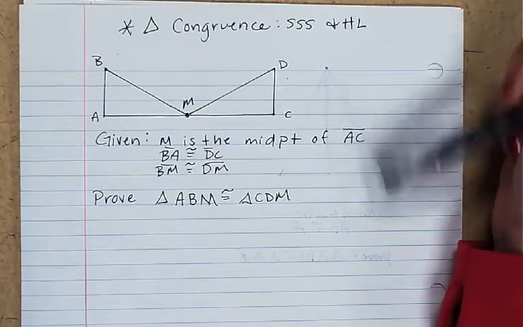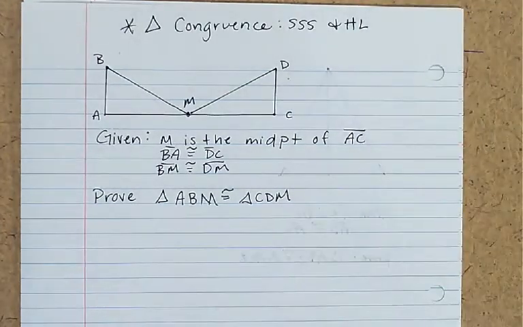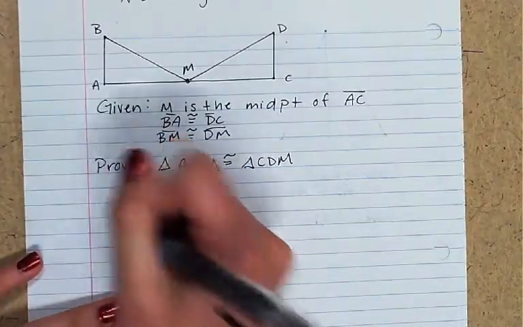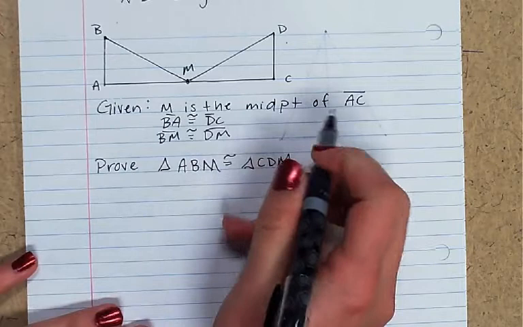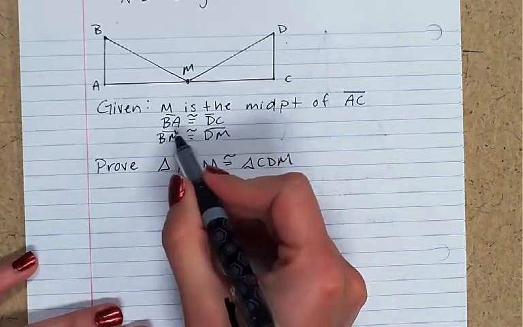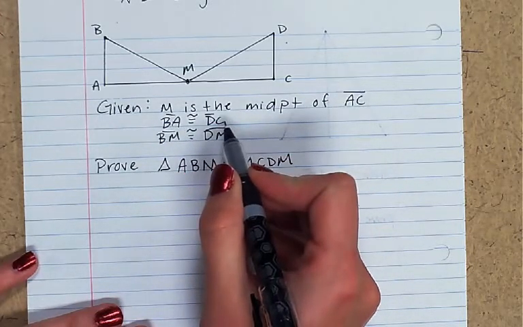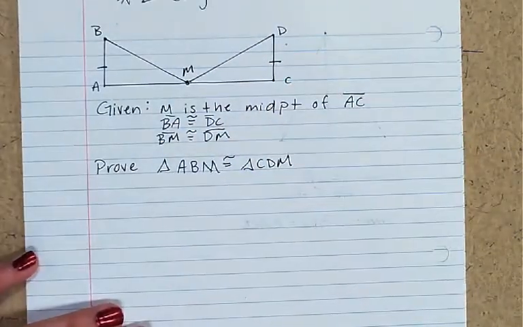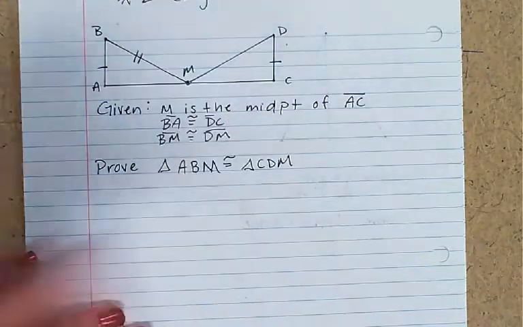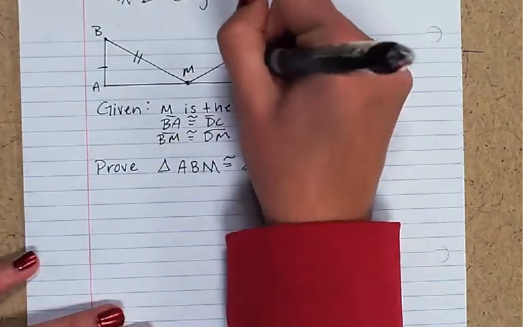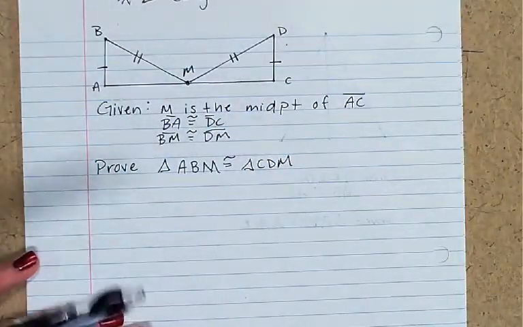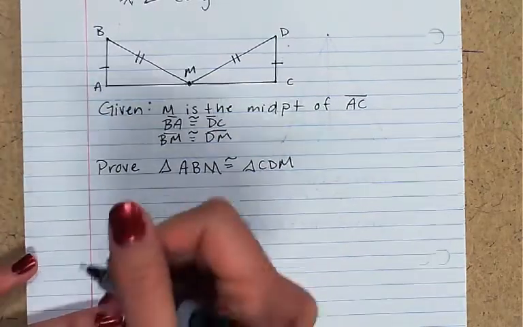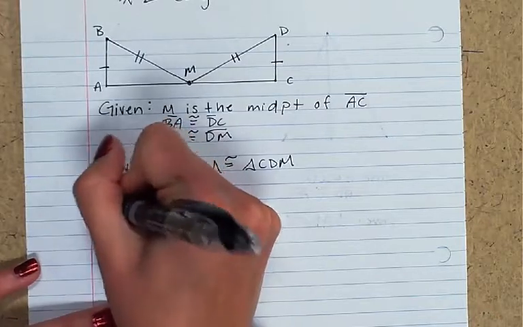So I thought it'd be best to give you a little proof here to help you in case that comes up in the assignment or the quizzes. On this one, we're given that M is the midpoint of segment AC, that segment BA is congruent to segment DC, and that segment BM is congruent to segment DM. So we already have two sides. We only have to get one more side and we'll be done here. So let's go ahead and go.